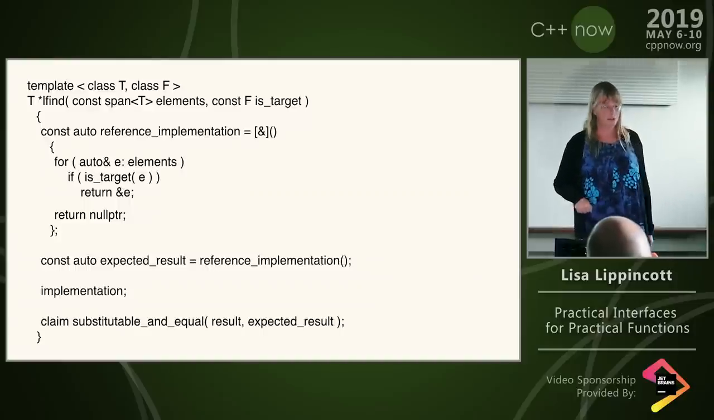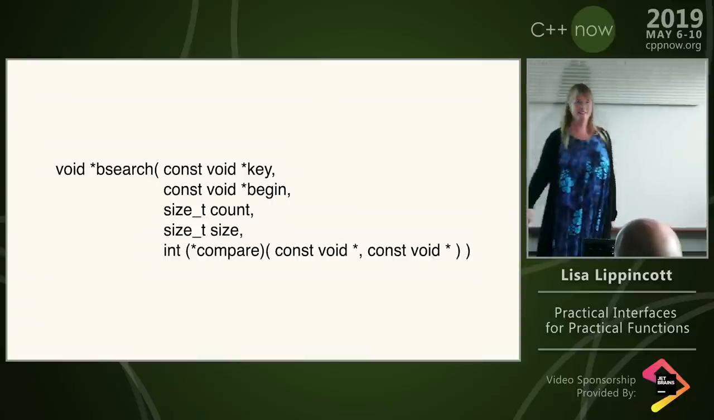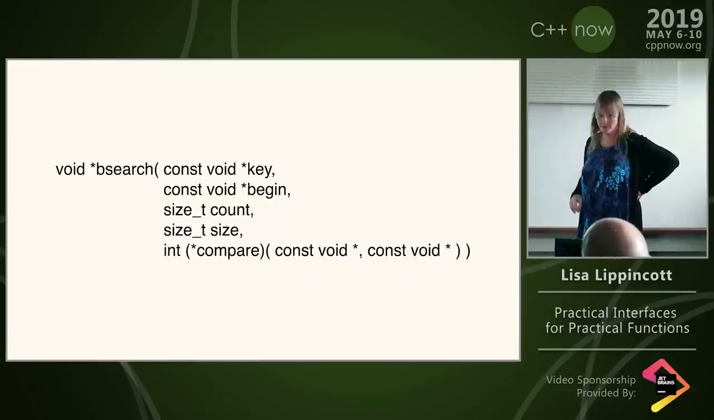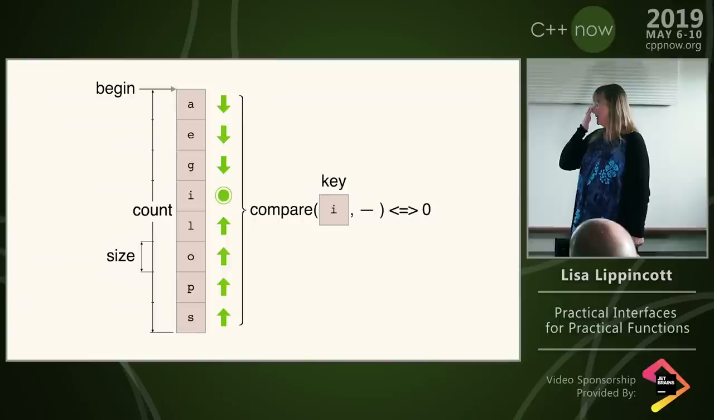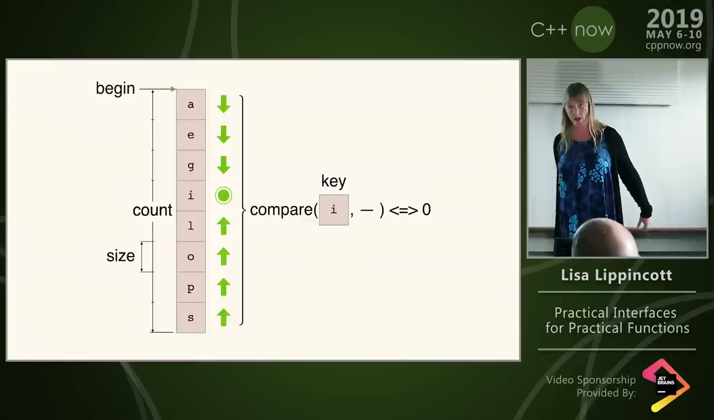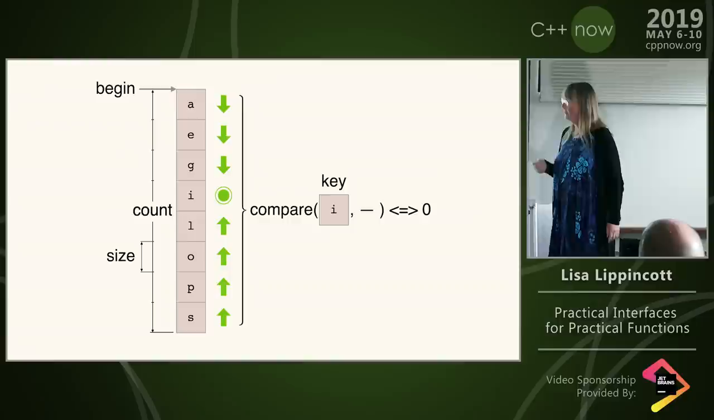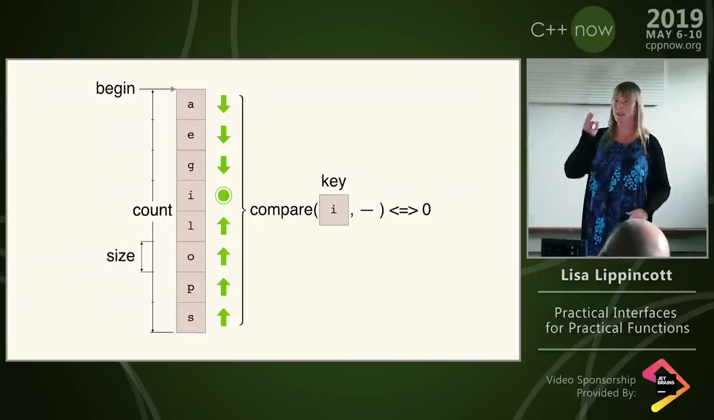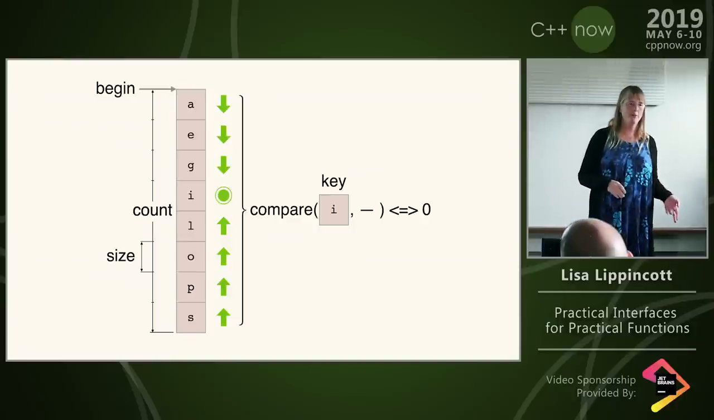Speaking of binary search, cousin to LFind is bsearch from the C standard. Bsearch has parameters very much like LFind. Here's our picture. In this case, begin, count, and size give us this array that we're searching through. The comparison functor in this case is a three-way comparison. It returns something that's positive, zero, or negative, depending on what side of the thing you're looking for you're on.